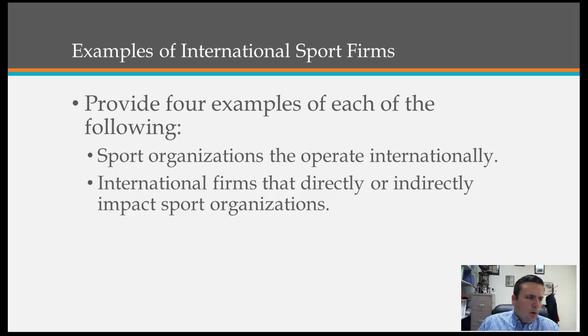And so when we talk about international sport firms, I want you to think about 4 examples of each of the following. First, a sport organization that operates internationally, and then 4 of those, and then 4 international forums that directly or indirectly impact sport organizations. And that'll be your first assignment.